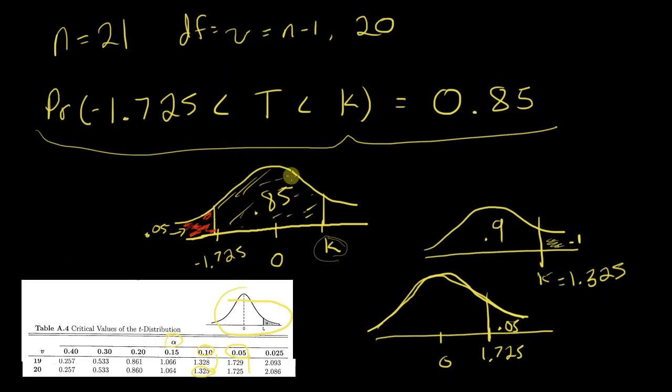So t between negative 1.725 and positive 1.325, the area between there is 0.85. And that is my solution for k for this problem.